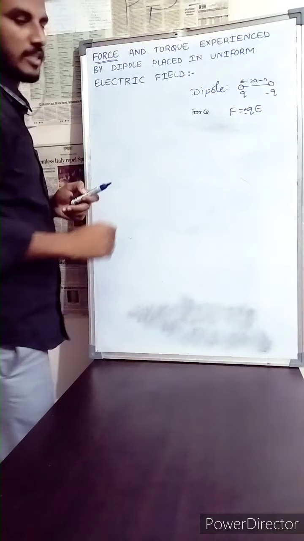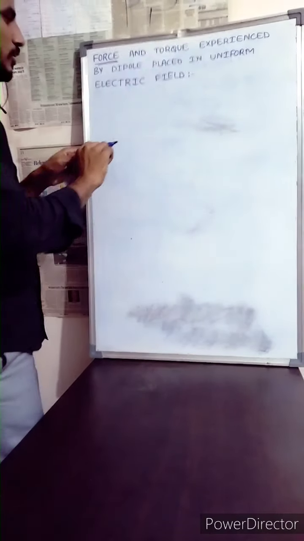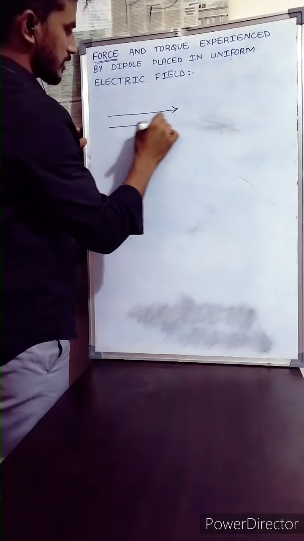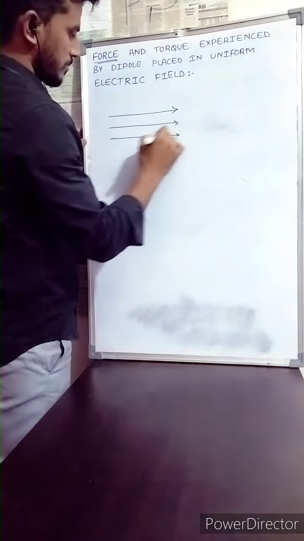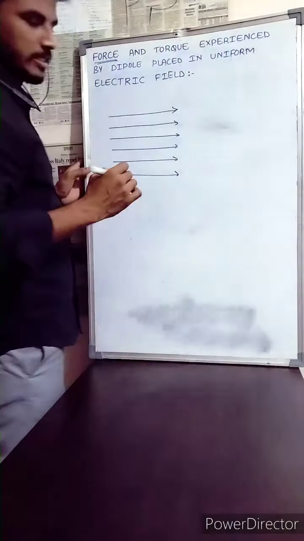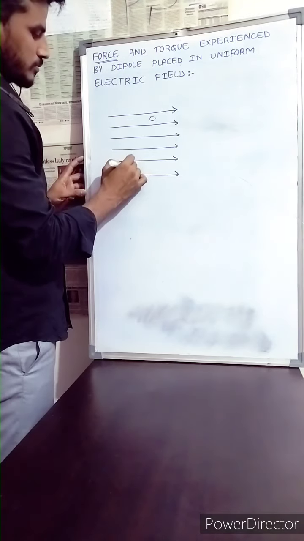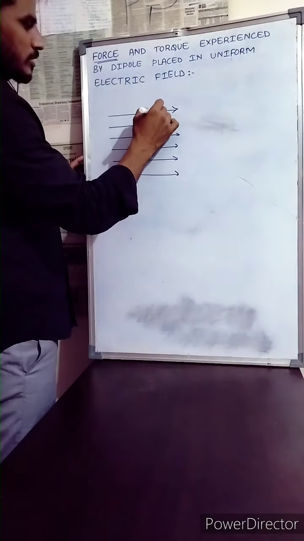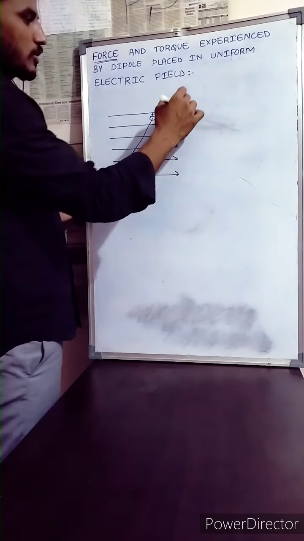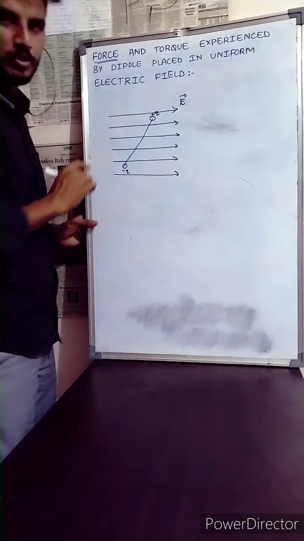So what is a uniform electric field here? A uniform electric field is represented by equidistant parallel electric field lines like this. Inside that I will place the dipole. Let us consider this is the positive charge, plus q, and this is the negative charge, minus q. This is the electric field line, E, representing the electric field moving in this particular direction.